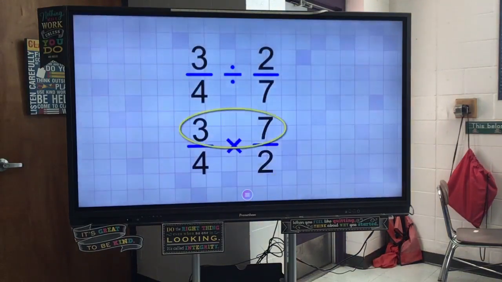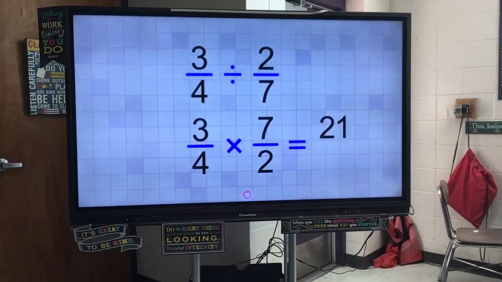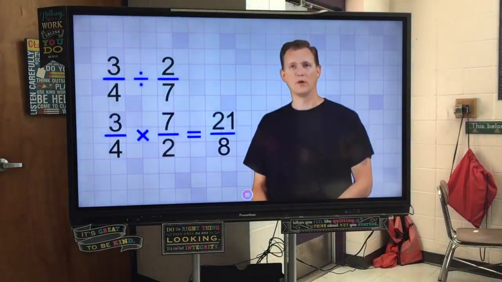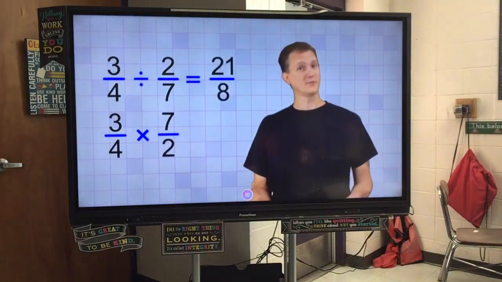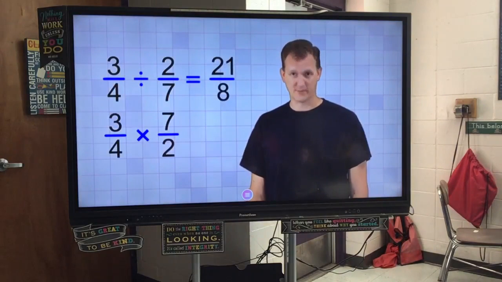Just multiply the tops. 3 times 7 equals 21. And multiply the bottoms. 4 times 2 equals 8. And we have the answer to our fraction division problem. So 3 over 4 divided by 2 over 7 is 21 over 8. So that's pretty easy. But let's try one more example.